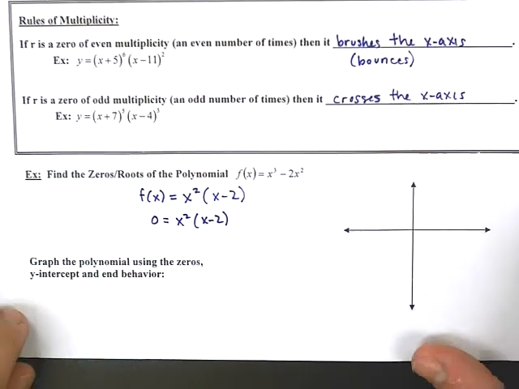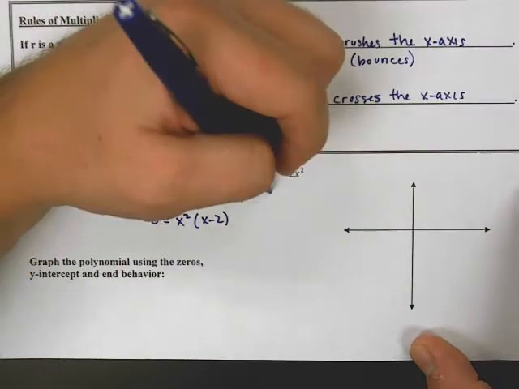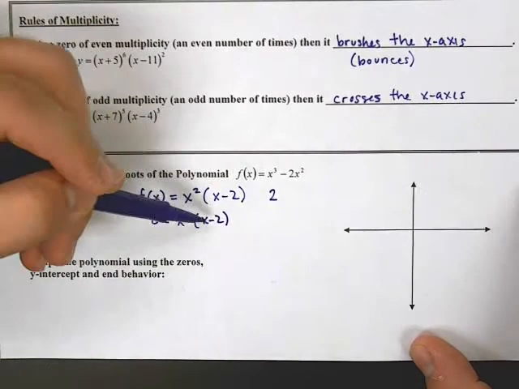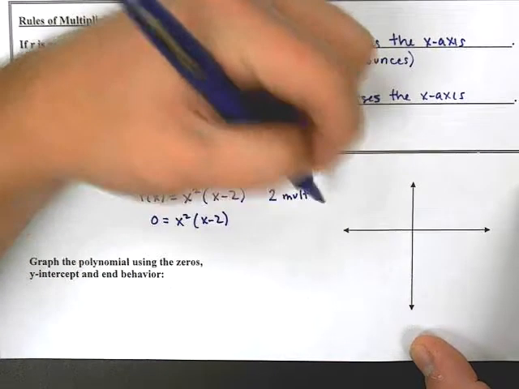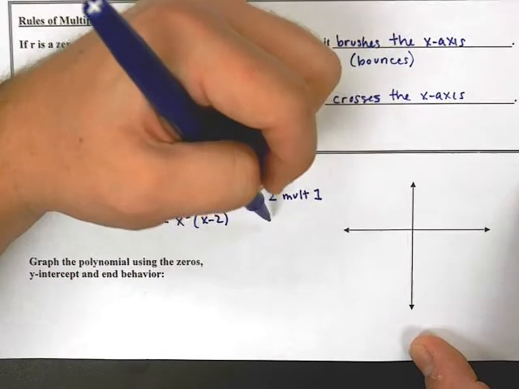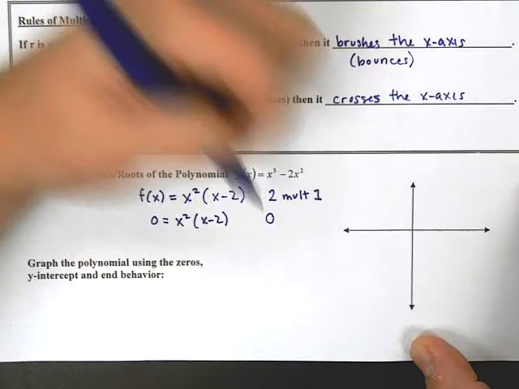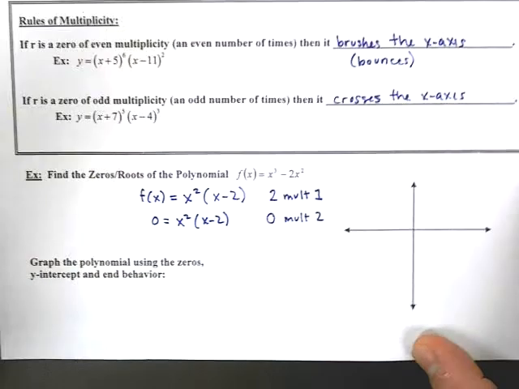Okay, I know what my zeros are. I'm going to have a 0 at 2. And how many times is that occurring? It has multiplicity of 1. And then how about at this x squared? This x squared means I'm going to have a 0 at 0, but this one has a multiplicity of 2.